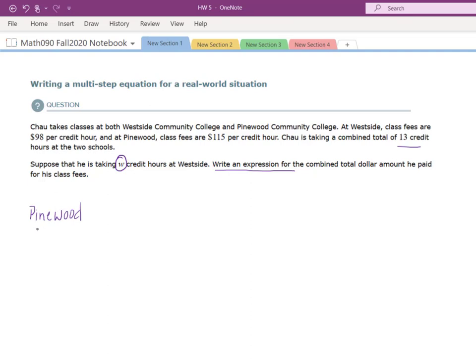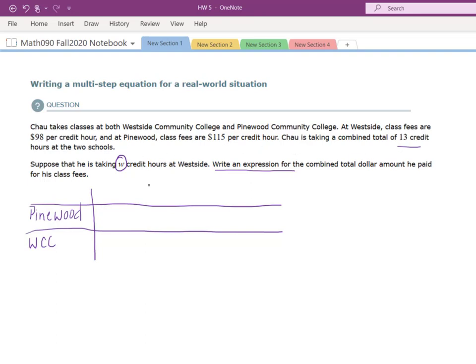So I'm going to create a table of 2 rows, and I'm kind of just making this up as I go. Westside, maybe I'll just do WCC. So we've got Pinewood and Westside. And they gave us two bits of information to use. One is how much money per credit hour, and the other is the amount of credits. And notice they give us a total amount of credits. So let me add one more row, total, and this is often going to be helpful to have that third row. It just depends on the problem and what they tell you.